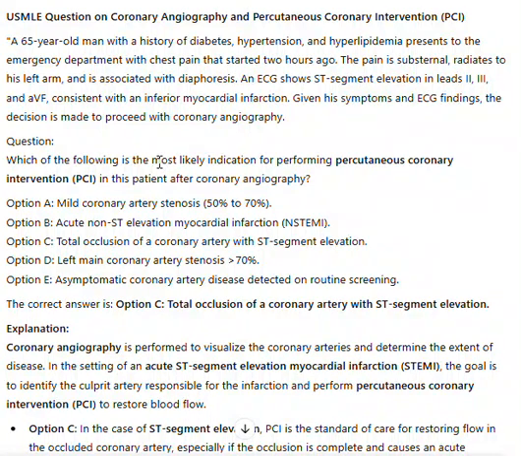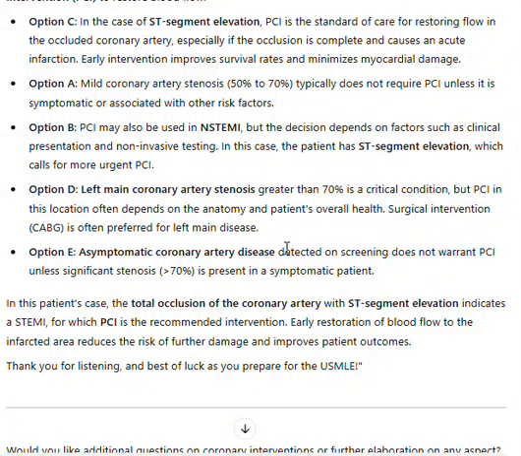Option C: in the case of ST segment elevation, PCI is the standard of care for restoring flow in the occluded coronary artery, especially if the occlusion is complete and causes an acute infarction. Early intervention improves survival rates and minimizes myocardial damage.